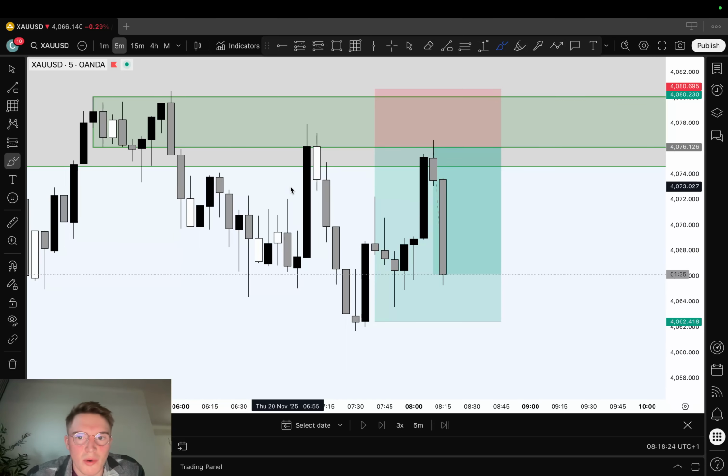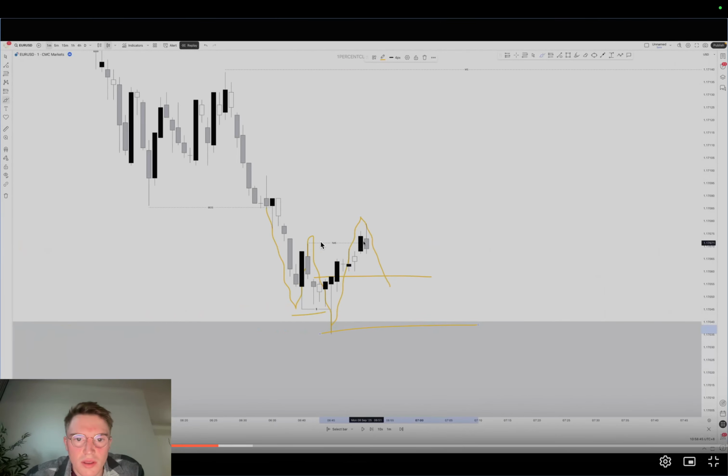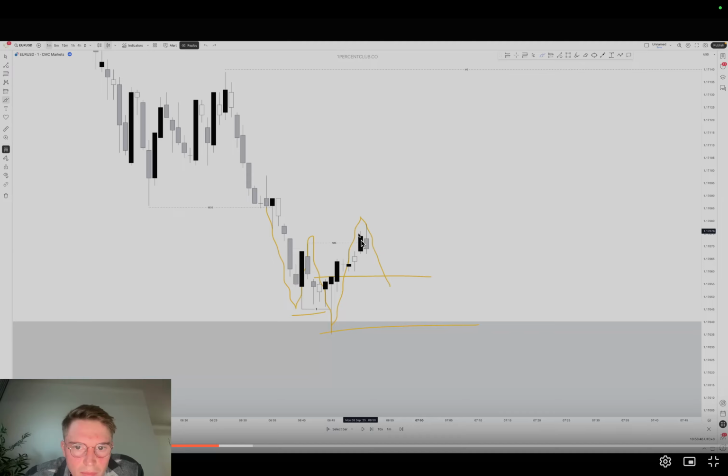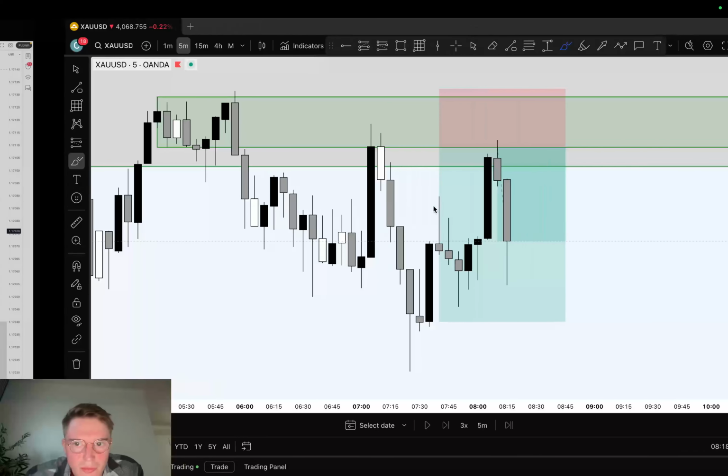So what my entry model is, if we go over to here, is it literally goes down, comes back up, which is what I was talking about a minute ago, and then we need to see the sharp V-shaped reaction. Then it needs to have a market shift. Oh, sorry, Brad. It needs to close above here, come back down into our zone, and then shoot back up.